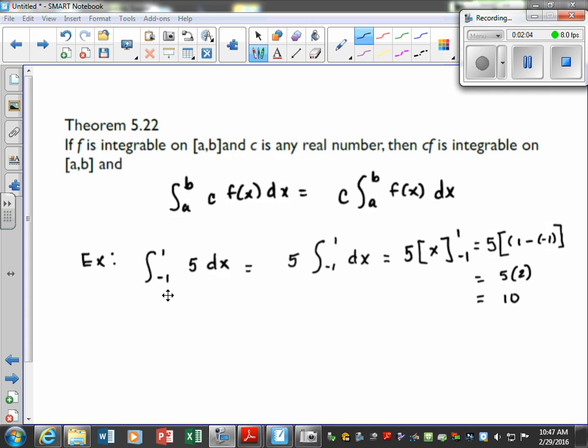Basically it just means if I'm given this particular integral, I can pull the 5 out, evaluate this, which the antiderivative is just x, evaluate it from -1 to 1, multiply the answer times 5. So, always just take a few minutes to pause these if I move too quickly, and make sure and give yourself time to write the theorems down.